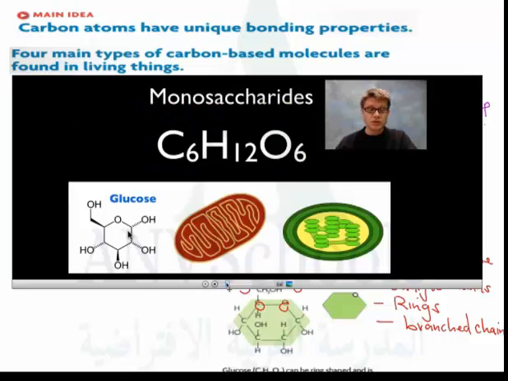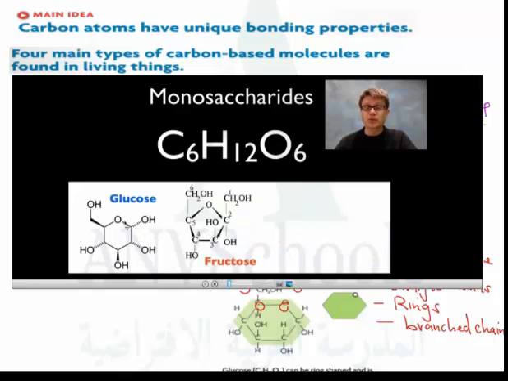Here, the first ones that we have are called monosaccharides, just like glucose here. Glucose is a monosaccharide. Glucose is made of how many carbons? 6 carbons, 12 hydrogens and 6 oxygens, and it is a source of energy in organisms. Respiration takes place within the mitochondria, and inside the mitochondria is where the glucose is broken down to release energy.